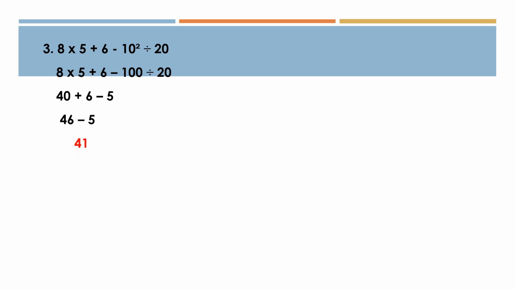Now let's proceed to number 4. 12 divided by 6 times 2 plus 4 minus 5. 12 divided by 6 equals 2 times 2 plus 4 minus 5. 2 times 2 equals 4 plus 4 minus 5. 4 plus 4 equals 8. 8 minus 5, the answer is 3.